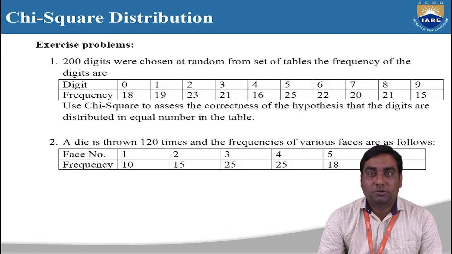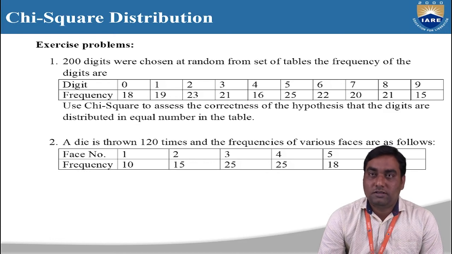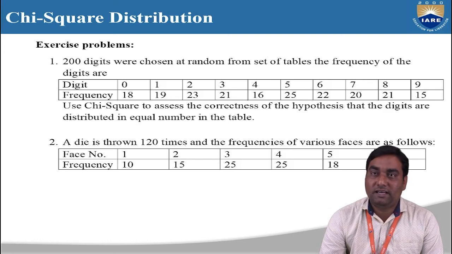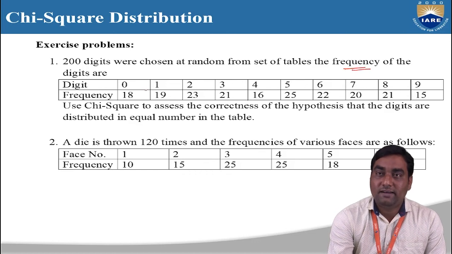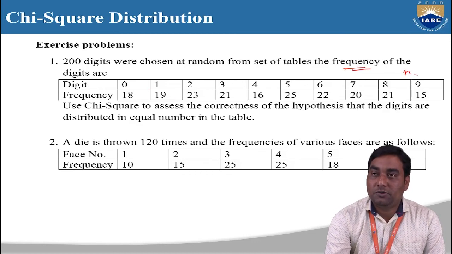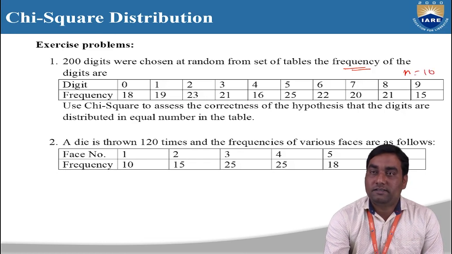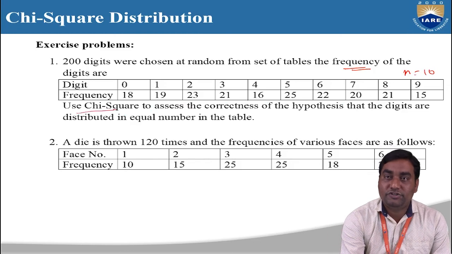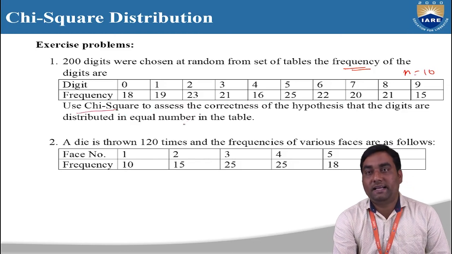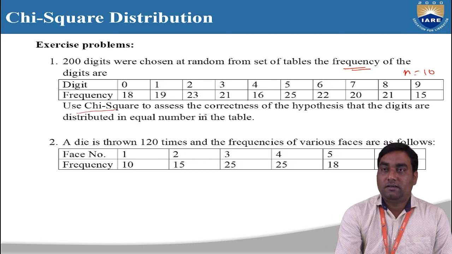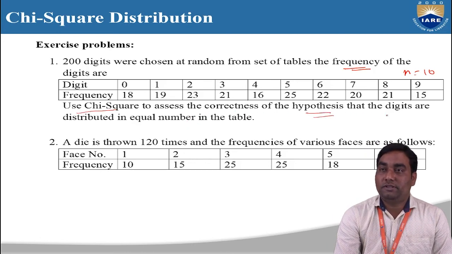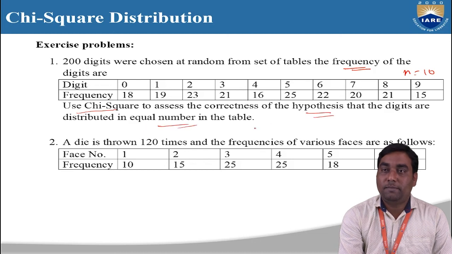Similarly, we can do the exercise problems also. Suppose I take the first example, the same one: 200 digits were chosen at random from a set of tables. The frequencies of the digits are given from 0 to 9, meaning n equals 10. All observed frequencies are given. In the question itself, we mentioned to use the chi-square test. Directly we can use the chi-square test to assess the correctness of the hypothesis that the digits are distributed in equal number in the table. You can use the chi-square test method 1.